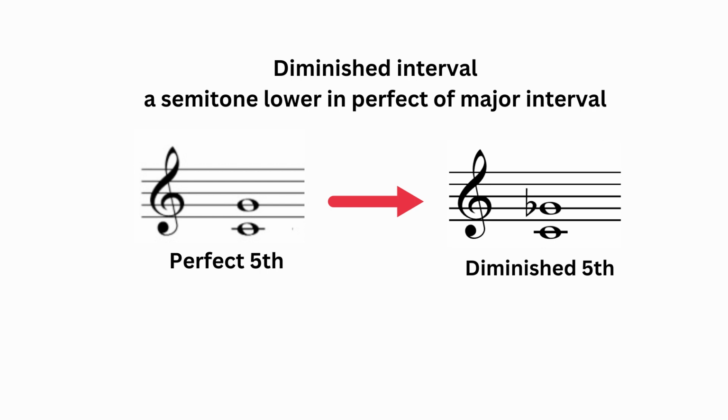Diminished intervals are one semitone smaller than a perfect or minor interval. For example, from C to G is a perfect fifth. If we lower the G to G flat, the interval becomes a semitone smaller. It is a diminished fifth.